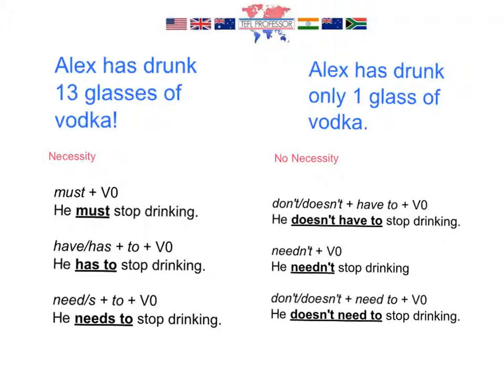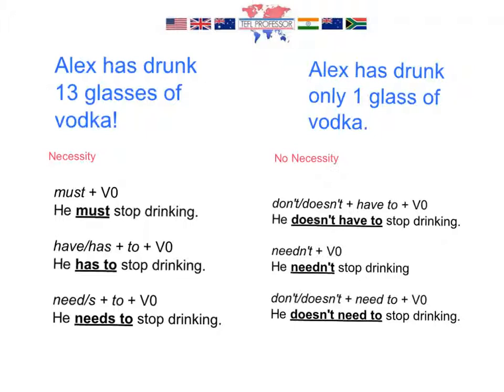So this is a necessity, things that he needs to do. Yeah, it's a necessity. He must stop drinking. He has to stop drinking. He needs to stop drinking. So these things are very strong necessity. Okay, remember he's got the dinner with his girlfriend's parents, and he's already had 13 glasses of vodka. So must, has to, needs to. And of course, remember with the has to, have or has depending on the subject.